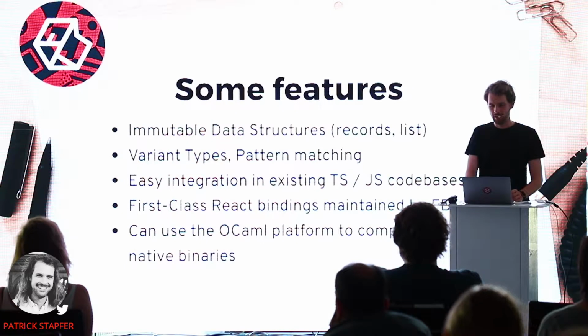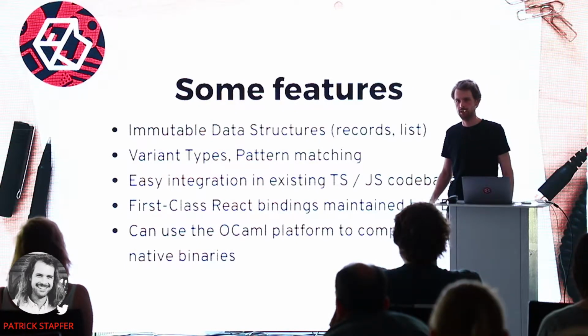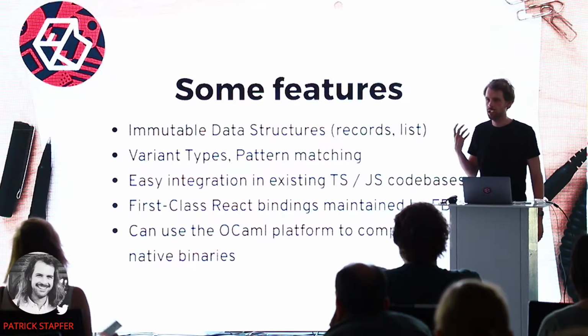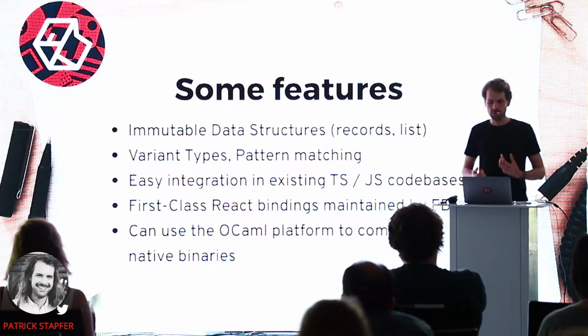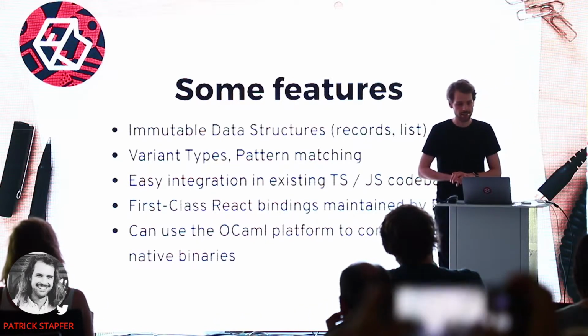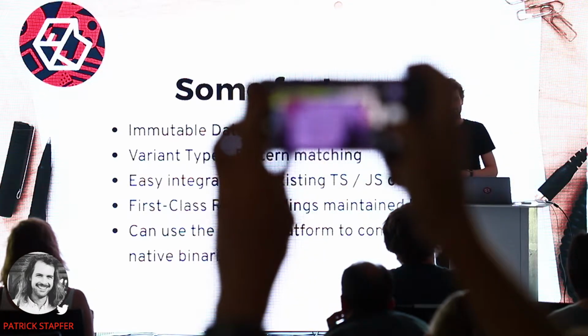So I'll just start with some features and then drop into coding, because I think it's easier to understand how a language feels when you really see it in action with an experienced developer. So some features, first of all, it has immutable data structures by default. You don't need Immutable.js. It has records, it has lists. It has variant types with a very expressive pattern matching system.